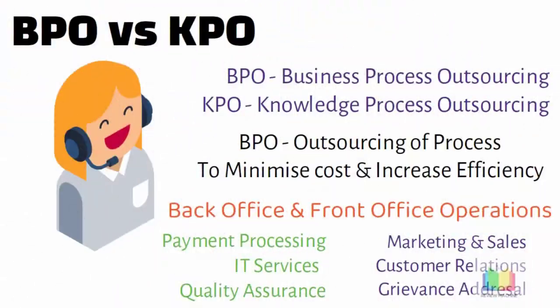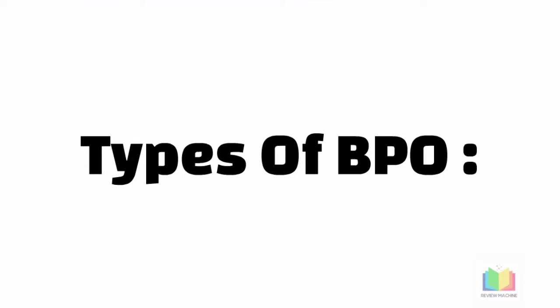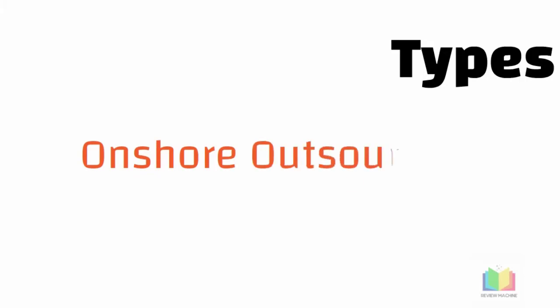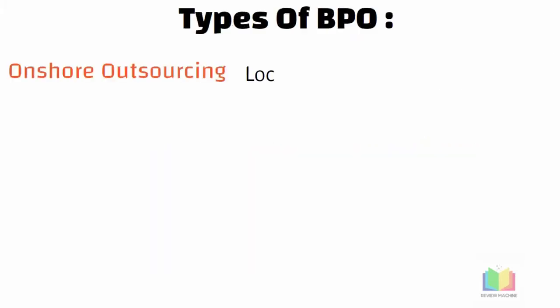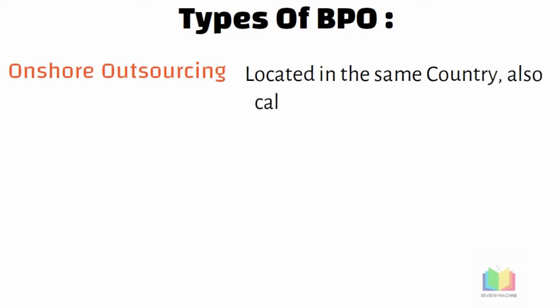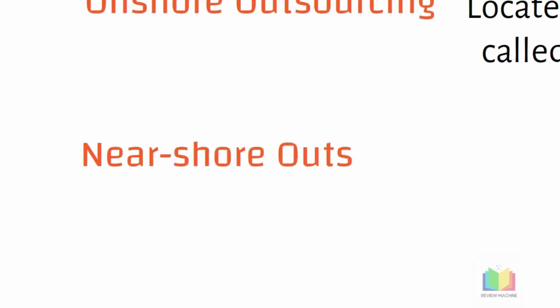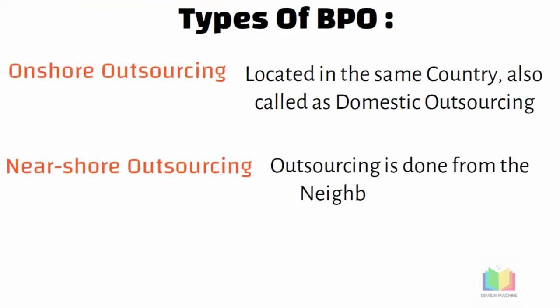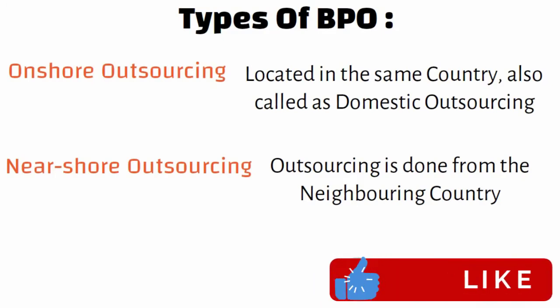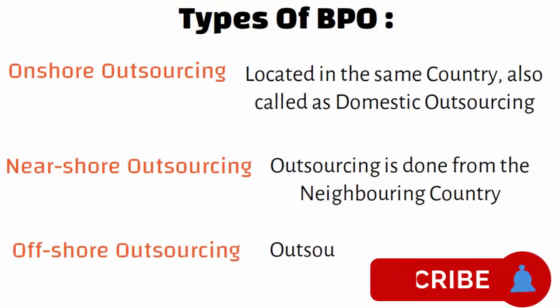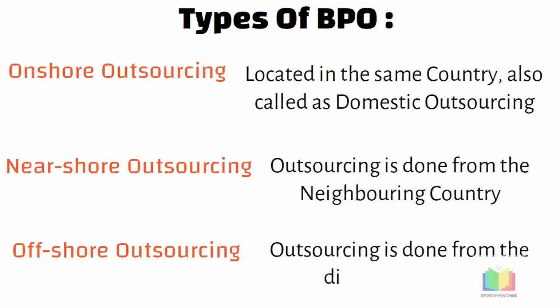So now that we have understood what is BPO, let us briefly understand the types of BPO. BPO can be divided into three types based on their location. The first one is onshore outsourcing. Here the organization hires a service provider that is located in the same country. It is also called domestic outsourcing. The second type is nearshore outsourcing. Here the organization hires a service provider in a neighboring country. And the third type of BPO is called offshore outsourcing. Here the organization hires a service provider from a different country.